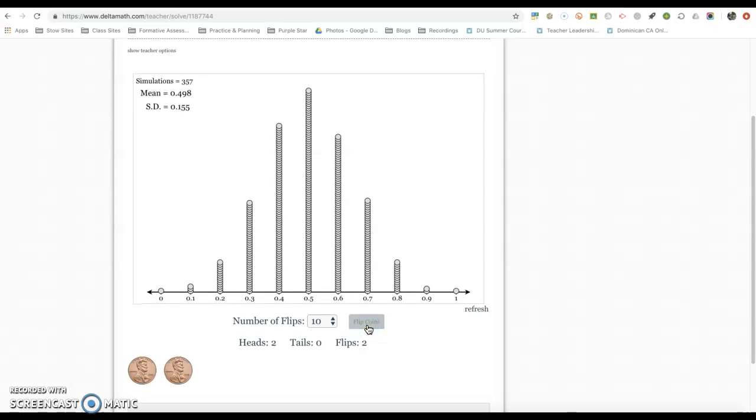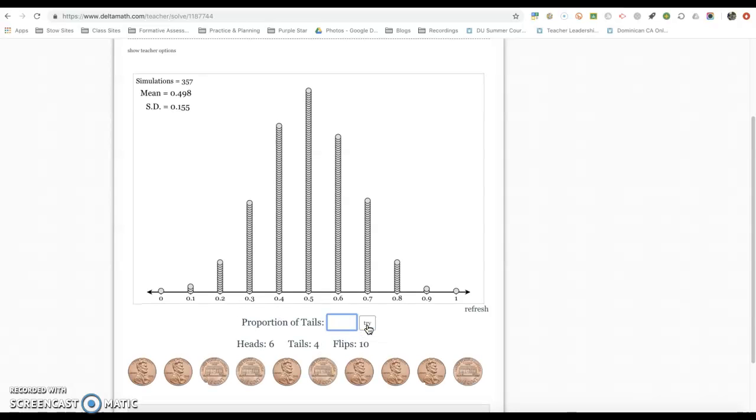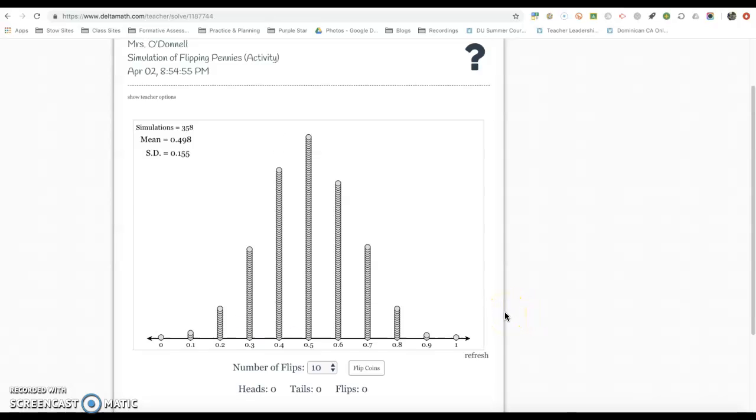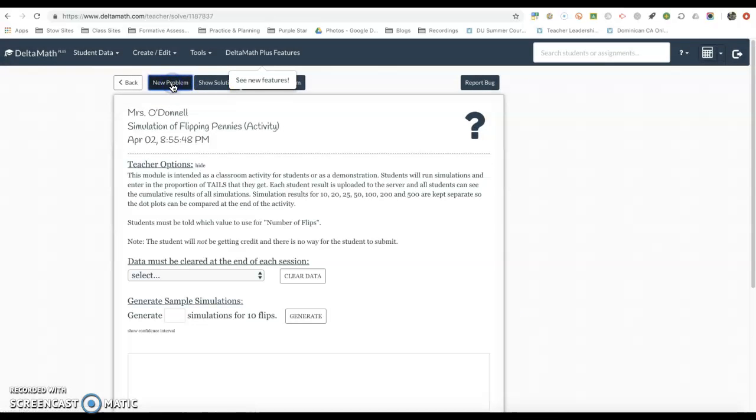Is it going to give it a 6 out of 10 again? Finally, something different. All right, proportion of tails. So now we've got 4 tails out of 10 flips, which we know 4 out of 10 is 0.4. Let's see if Delta Math likes it. They did, huzzah. Okay, and then we could even go to like a new problem.